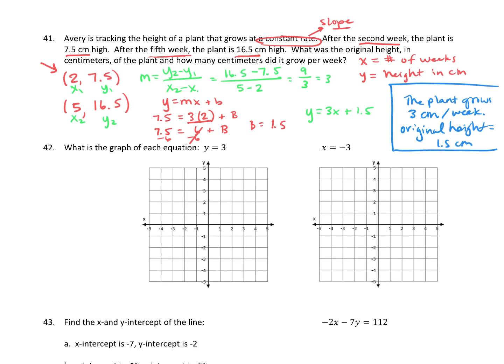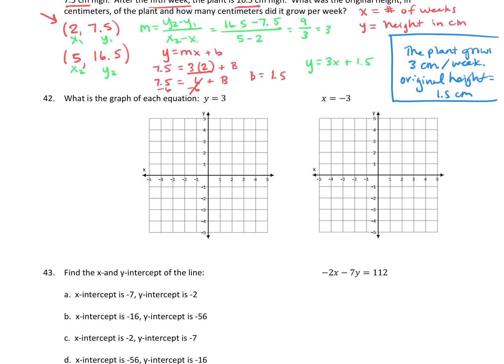All right, number 42, we are going to graph some lines. Now, these are kind of special. Hopefully we can tell that they look a little bit different. Y equals 3, what we notice is you only have one variable. You have the y but not the x. This equation, x equals -3, you have the x but not the y.